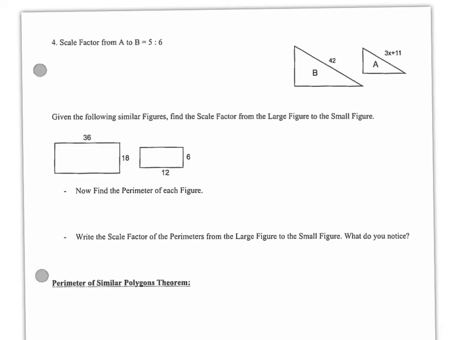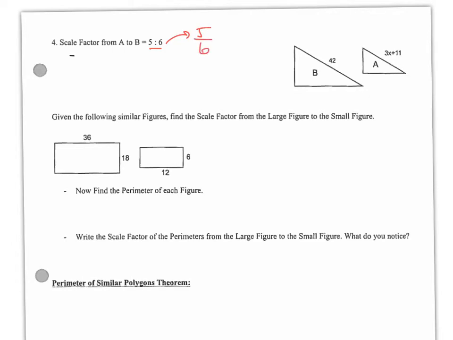Last time we started talking about how to find the scale factor when I'm talking about similar polygons. Today we're going to continue that topic, but we're just going to dive a little bit deeper, where we're going to relate the perimeter and the area between similar polygons. So if I look at example 4, this is just a nice review. It says scale factor from A to B equals 5 to 6. So I can just rewrite that and say 5 over 6. That means the same thing.